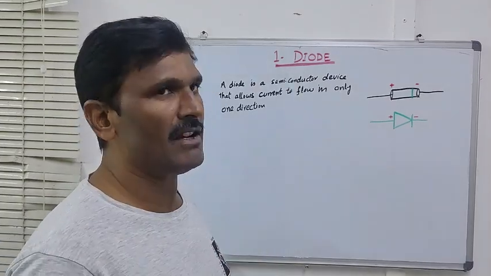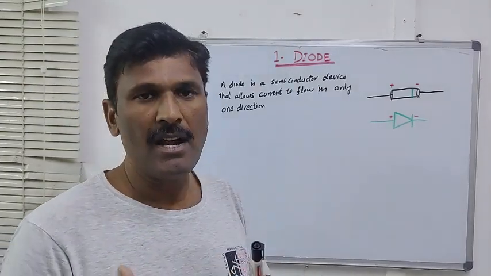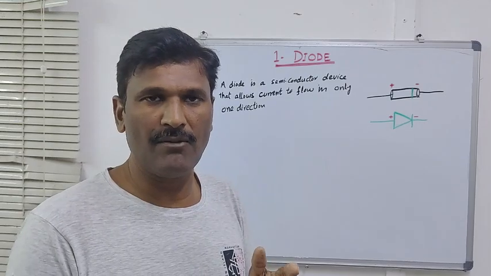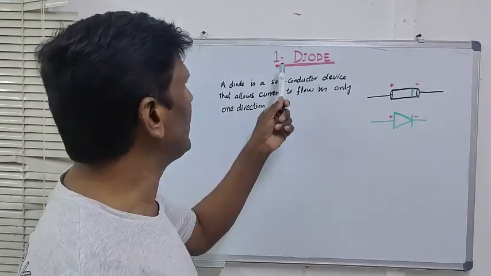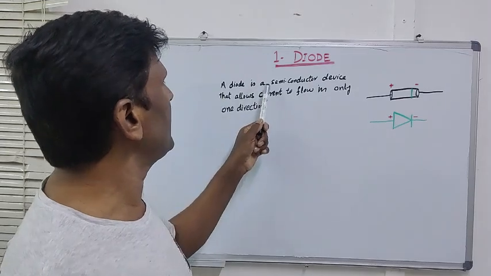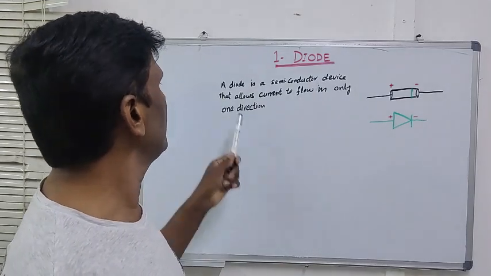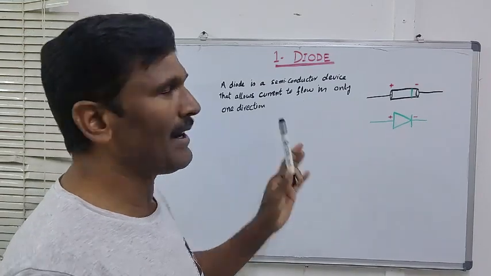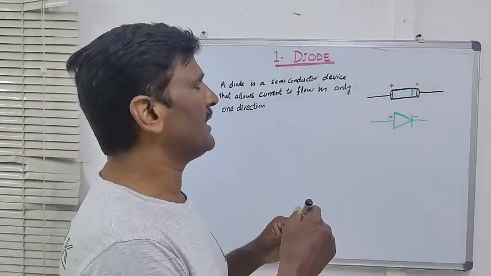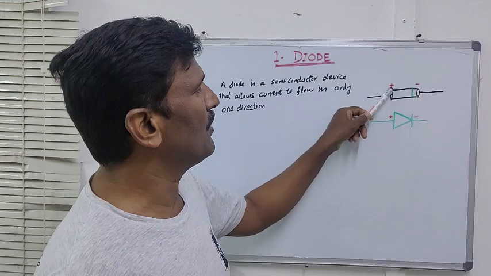So what is the diode? Its symbols, how many types of diodes, their working and their applications. So what is the diode? A diode is a semiconductor device that allows current to flow in only one direction. So this is our symbol. These are the two symbols.